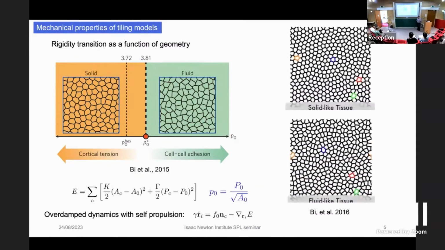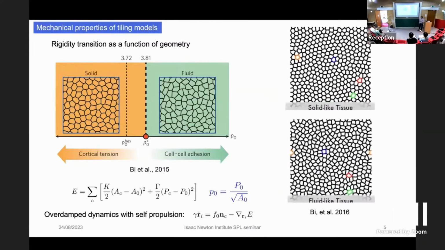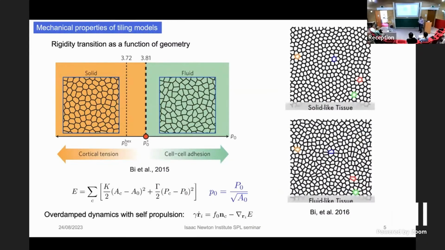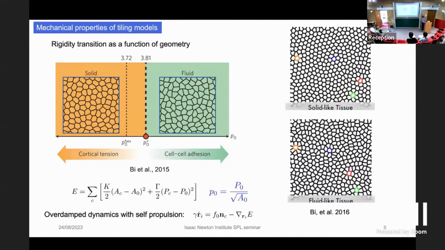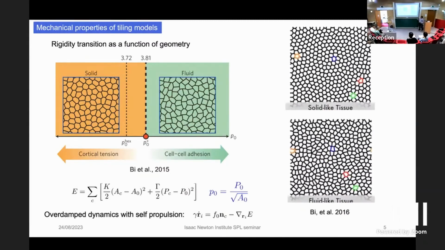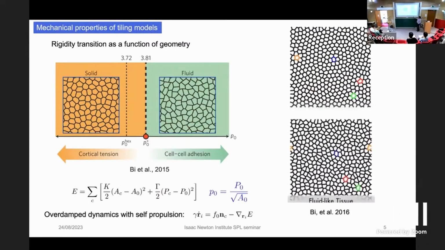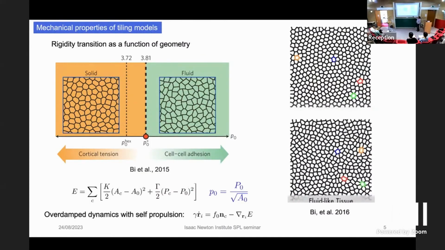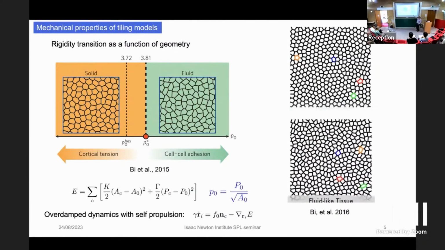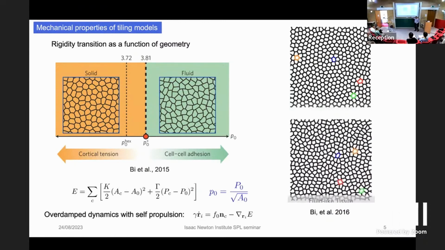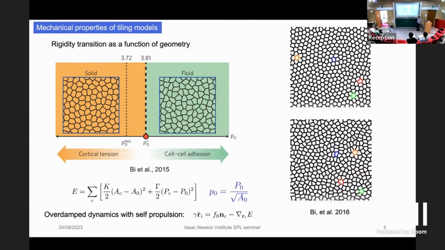And this doesn't depend on K and gamma? No, it does not. It only depends on P naught. It actually depends specifically on the type of tiling. There are two numbers here because the original statement was 3.72 for hexagonal tiling, 3.81 for random tiling, but now we know that not all random tilings are the same, and we don't fully understand why, but the range is between roughly 3.8 and 3.9.